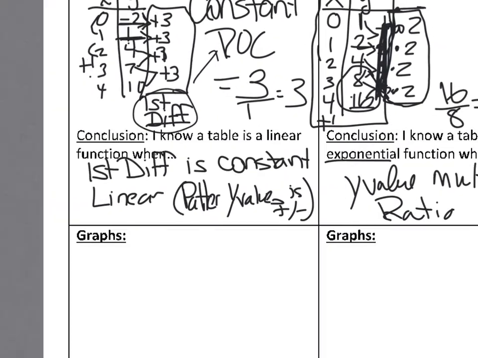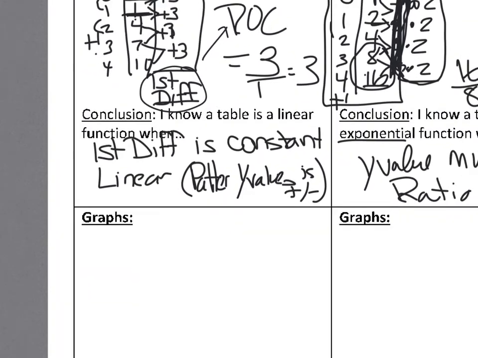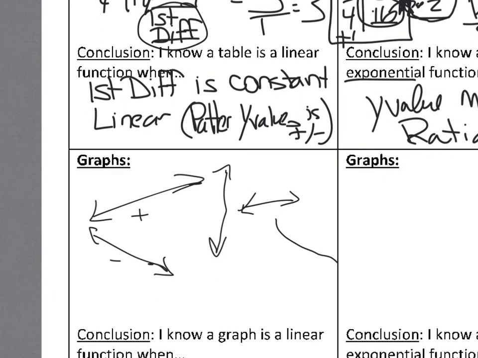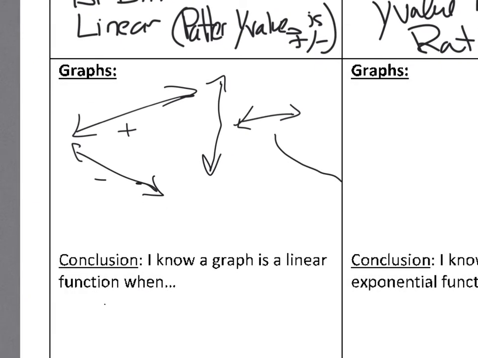Let's see. For my graphs, we know it's linear if you've got a straight line, right? A straight line would be preferable. It's going up, it's positive, going down, it's negative, okay? So it's a straight line. Conclusion, straight line.